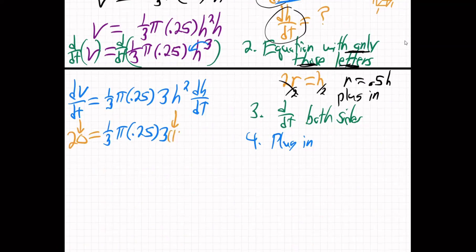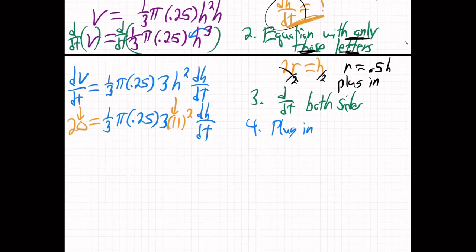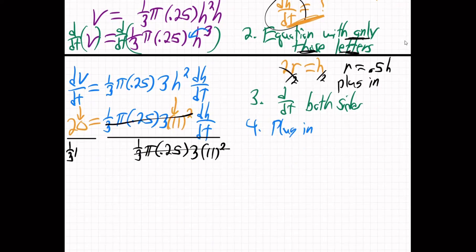So 11 squared. And dH/dt, oh, that's what I'm trying to find, so I'll just leave that as dH/dt. That's what I'd like to find. I'm going to solve for dH/dt. I'm going to divide on both sides by 1/3 pi times 0.25 times 3 times 11 squared. So dH/dt is alone.